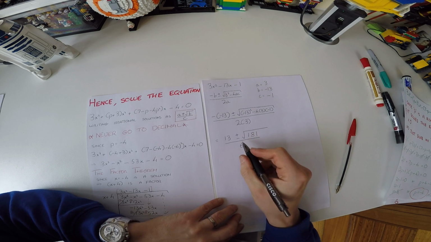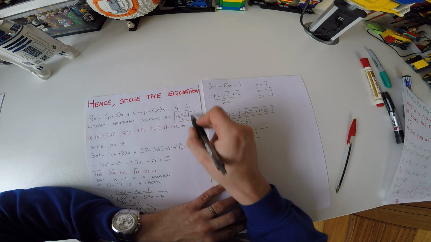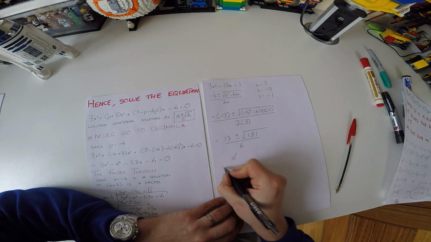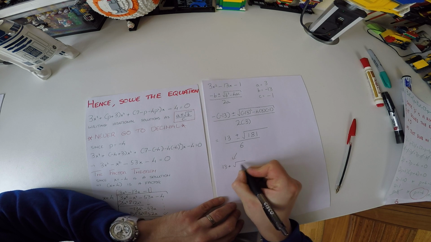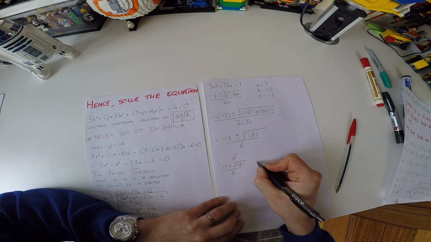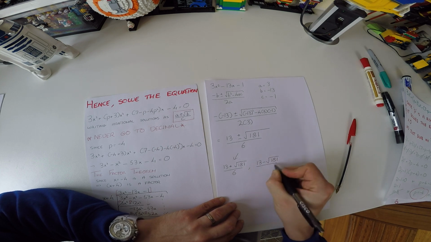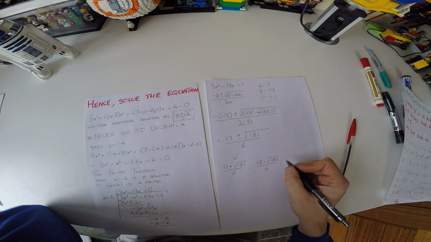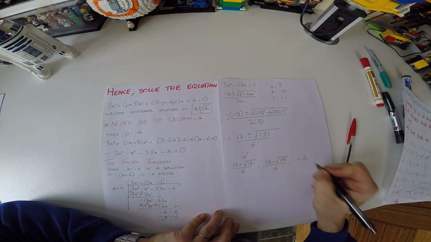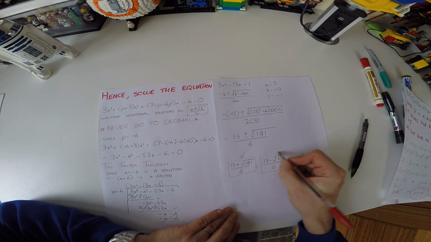This would definitely go to decimal, so remember we don't want to go to decimal because they told us to give our answer looking like this. So we have two answers here. We have 13 plus the square root of 181 over 6, and we have 13 minus the square root of 181 over 6. And of course we have the solution from the very first part, which was our minus 4. So that's part 2 done. Our 3 solutions.